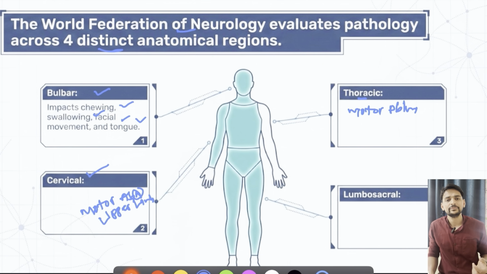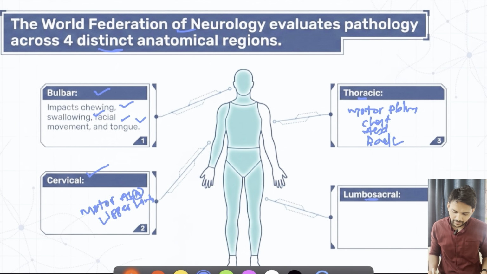So you might be able to see prominent wasting, atrophy of these musculature, or there might be difficulty in breathing and all. So mainly chest, abdominal, back muscles are involved. In the lumbosacral region, it might manifest as motor problems in the lower limbs. So an entire head to toe examination is required to look for these 4 distinct anatomical regions.